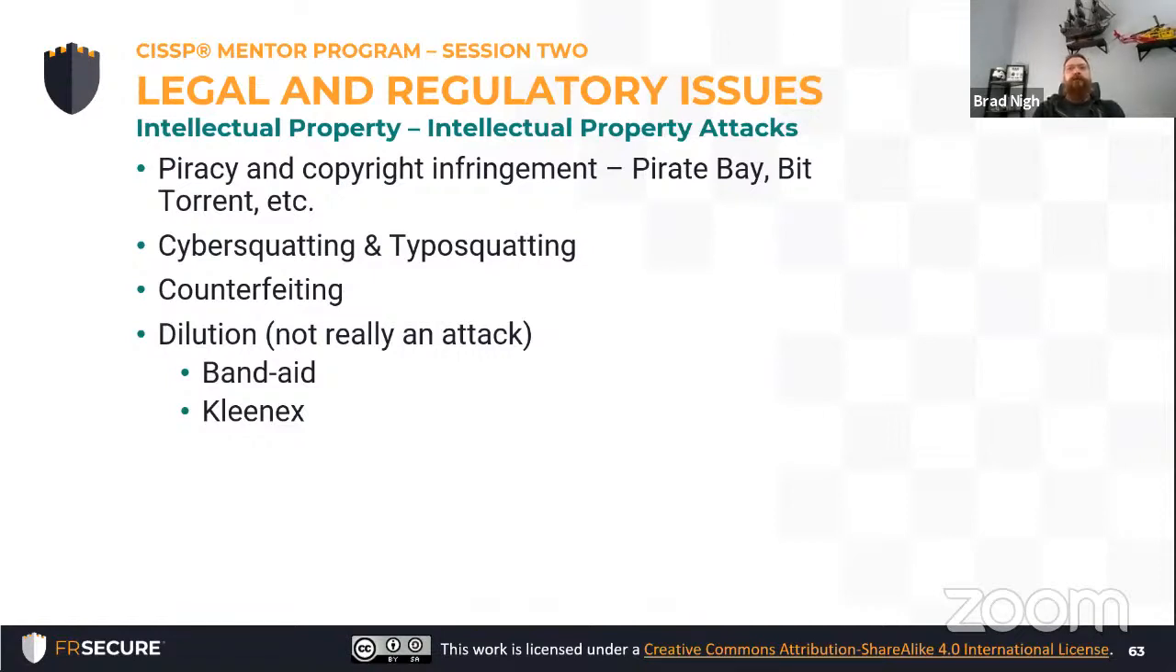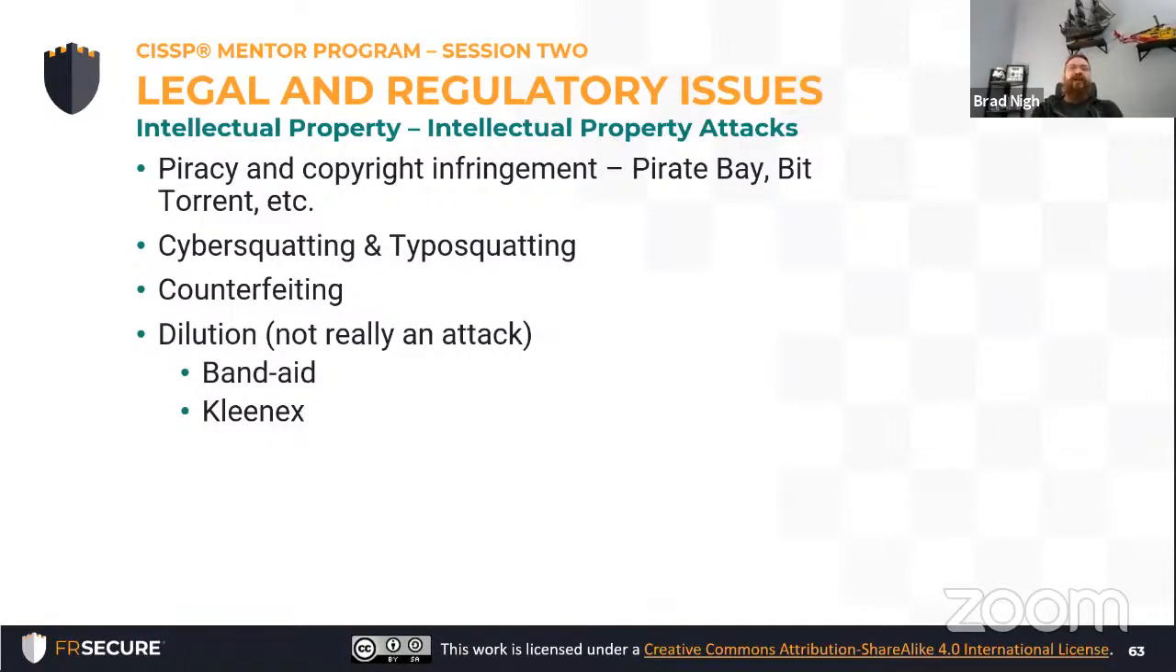Or typosquatting, where instead of it being Google, it's GOOGL.com, right? Or GRLR, whatever those typos would be. Counterfeiting, so making illegitimate copies, right? Making fakes. Usually I think of that as being with money a lot of times.